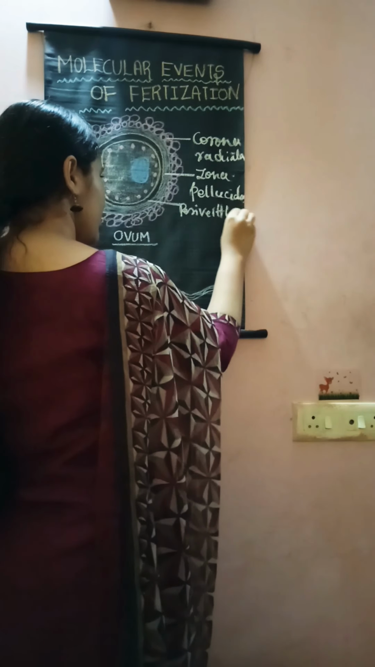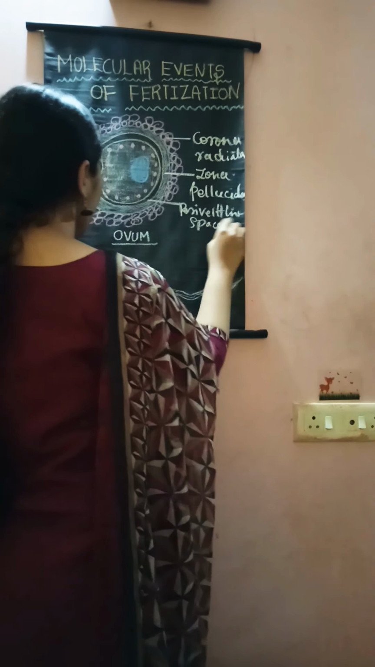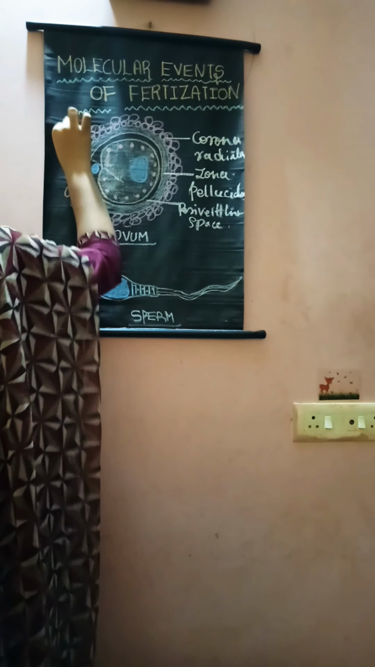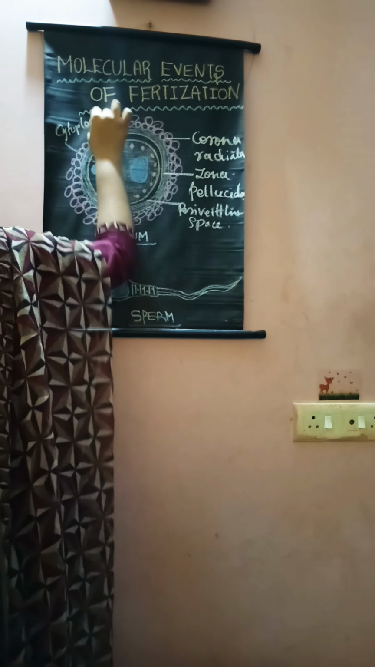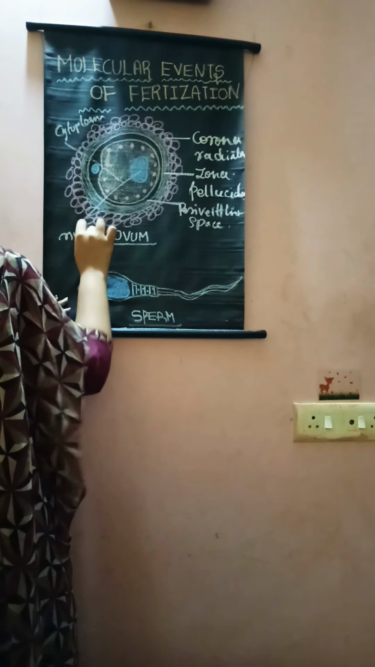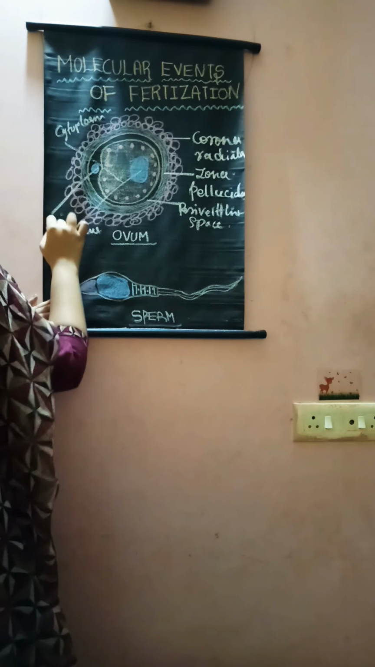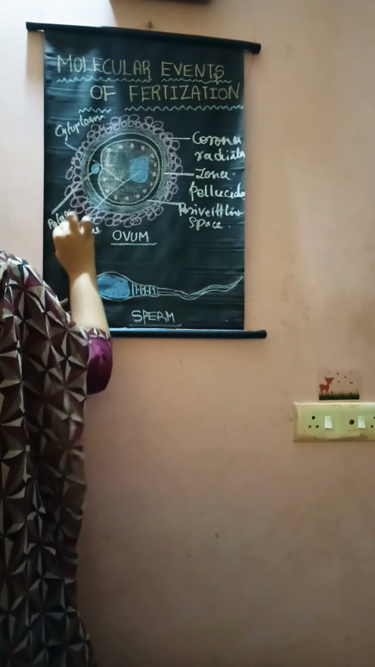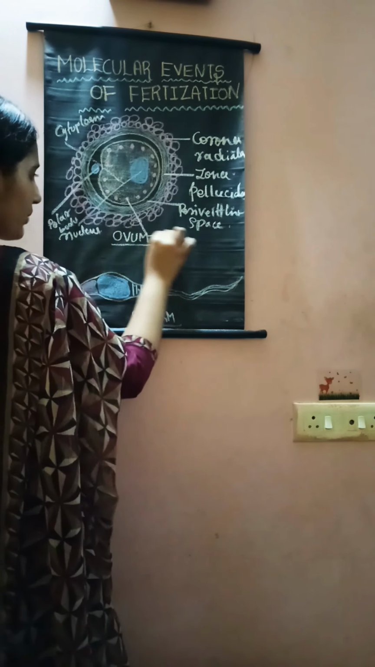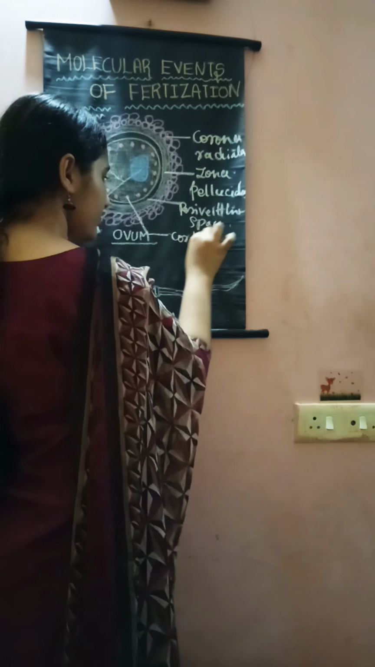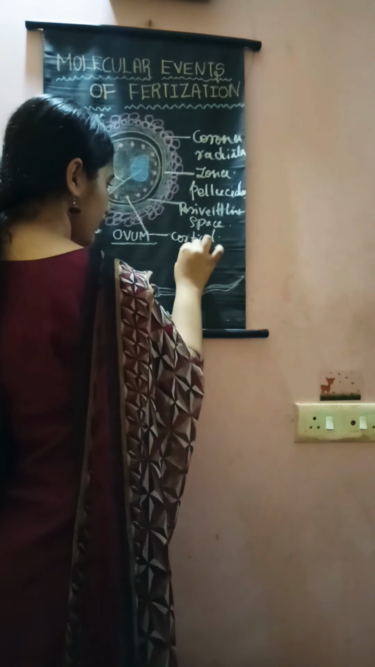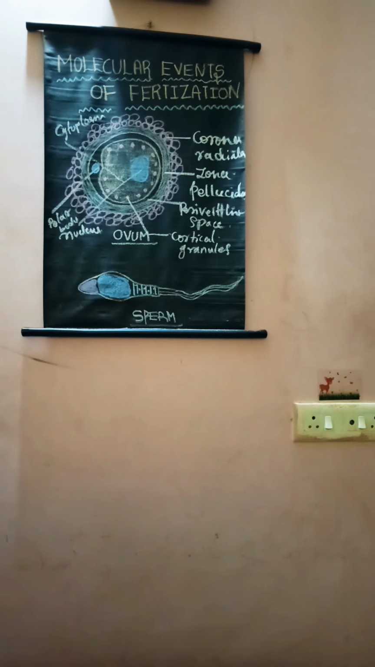Then it is followed by the perivitelline space. Then it consists of cytoplasm, nucleus, polar body, and a packet of proteolytic enzymes known as cortical granules. This forms the structure of an oocyte or an egg cell.